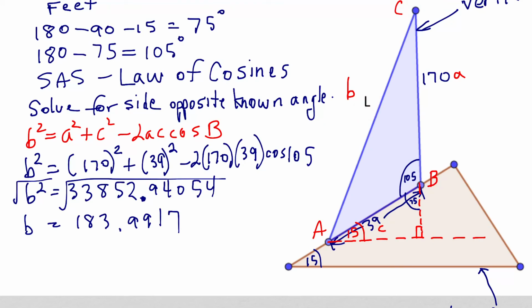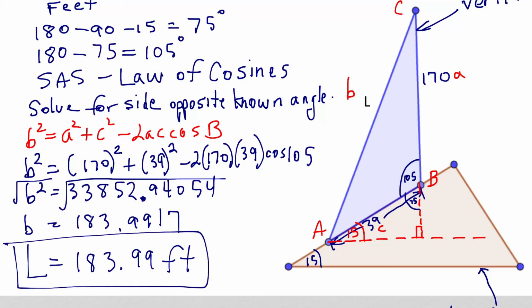So let's just go ahead and round it to the hundredth of a foot. So I'll say L is equal to 183.99 feet. So you would have to follow the rounding guidelines given to you in the problem you're solving. So let's highlight. So I had an SAS problem solved by using the law of cosines, and I was able to find my L right there.